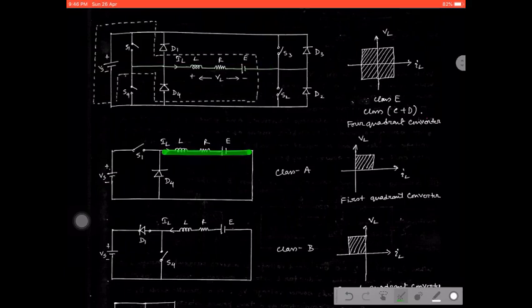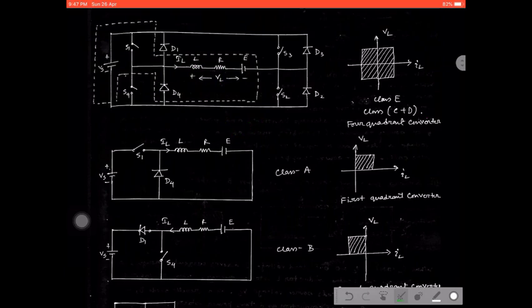And D4 is connected to the RLE load, and the other part is connected to the negative terminal of the supply, just similar to the supply and the RLE load. That means this cutout section defines the Class A chopper, right, which is given over here. So the remaining parts will provide you the Class B chopper.